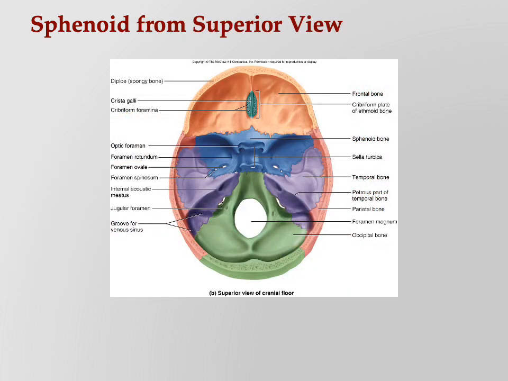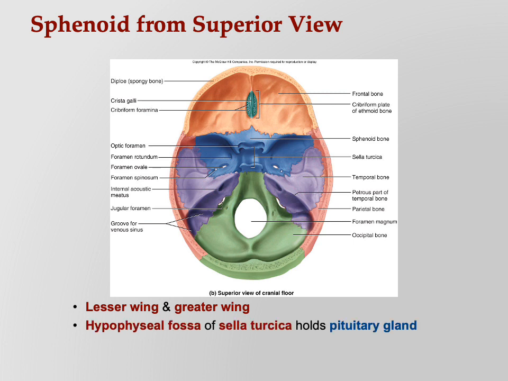Looking down on the sphenoid from the top, you can see that dark blue bone there. You can see the lesser and the greater wing, all right? The hypophyseal fossa of the sella turcica holds the pituitary gland. So let's go on to the next one, optic foramen. Well, so let's go back.